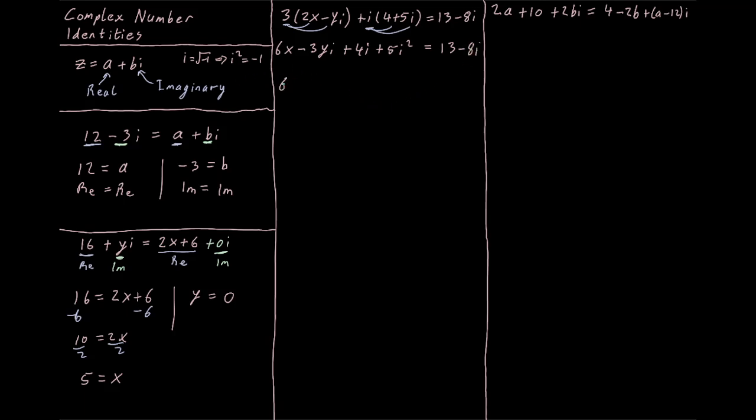So I have 6x minus 3yi plus 4i, and I know that i squared is going to be -1, so I do that substitution. And now I can see my real parts and my imaginary parts, so I'm going to gather up my real parts. That's real, and that is real. And then my imaginary parts I'm going to gather up as well, so that I can equate the imaginary on the left hand side to the imaginary on the right, the real on the left to the real on the right.